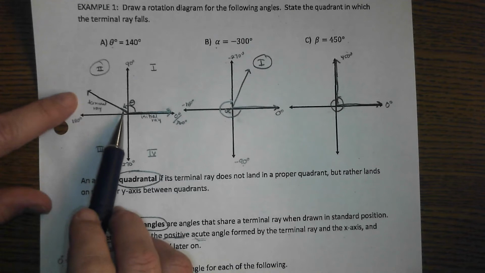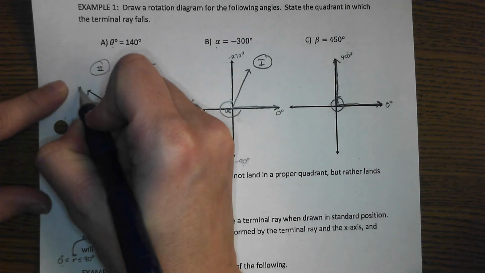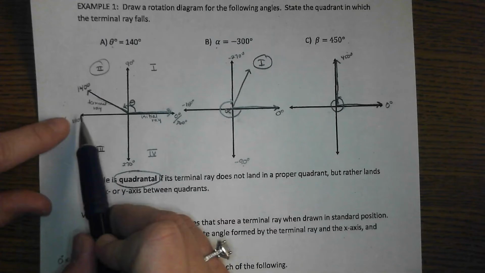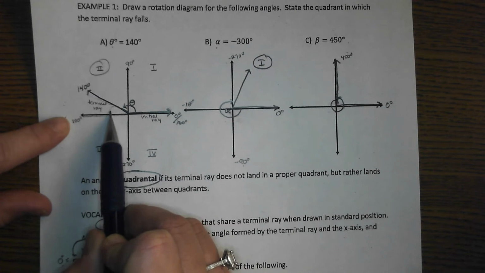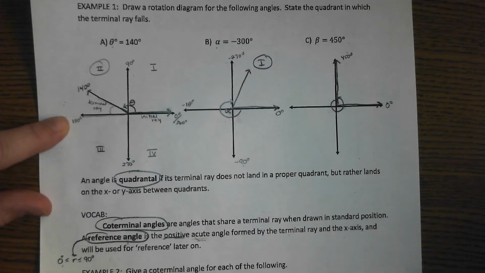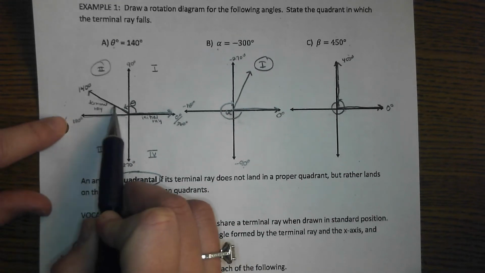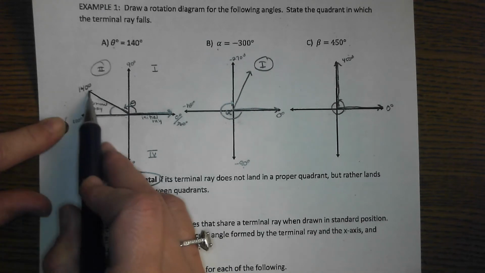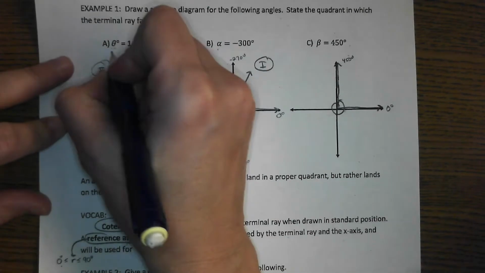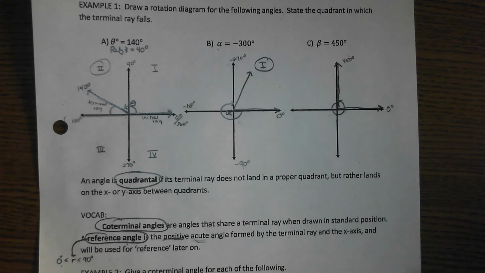So let's go to this first one, the 140 that we did. Here's our terminal ray, which was at 140, and here's our x-axis. What's the angle formed by those? If this is at 140 and this is at 180, what's that? 40. 180 minus 140. It's just the difference between them. So your reference angle for this is 40 degrees. And we will talk reference a lot.